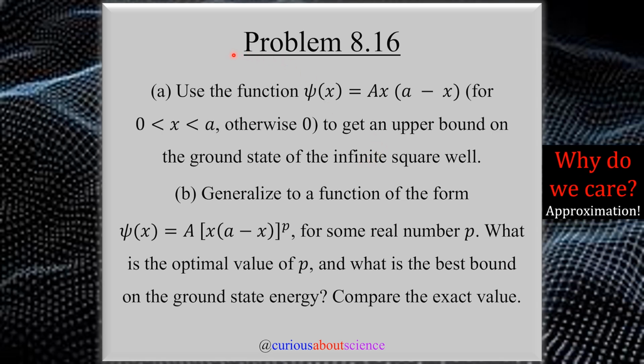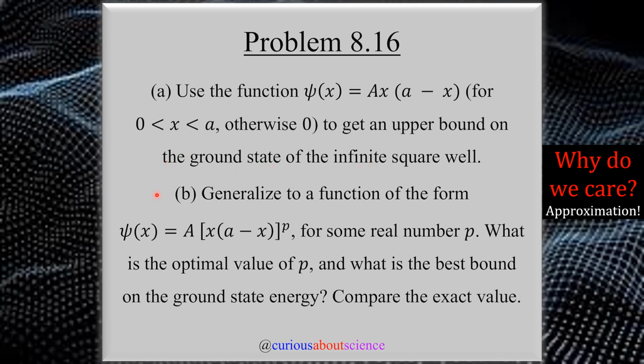In problem 8.16, we're tasked with part A: use the function psi of x equal to A x times (a minus x) for x between 0 and a, otherwise 0, so it's a piecewise definition, to get the upper bound on the ground state of the infinite square well.